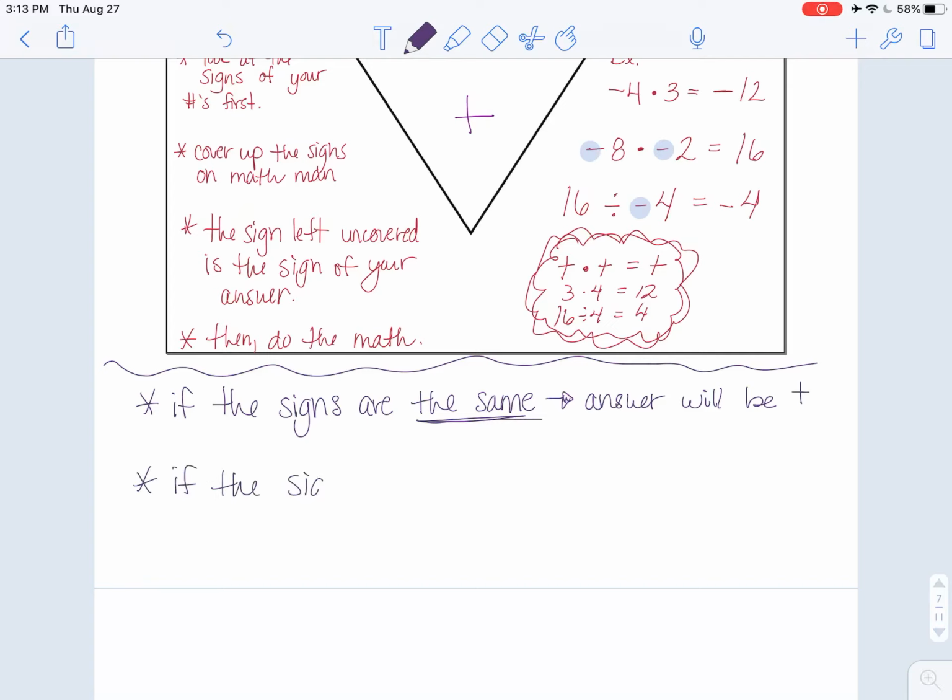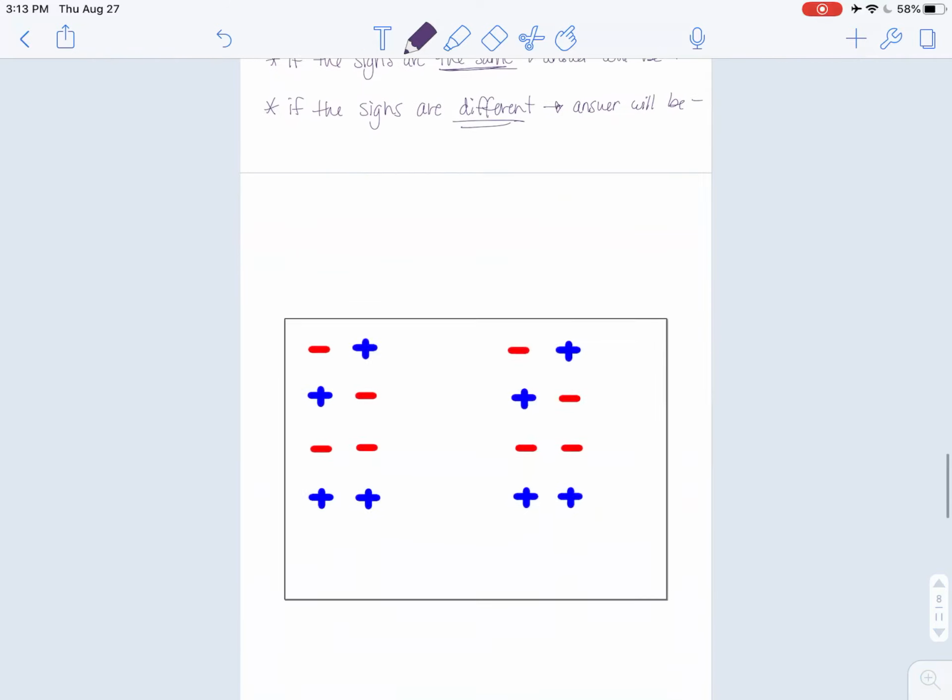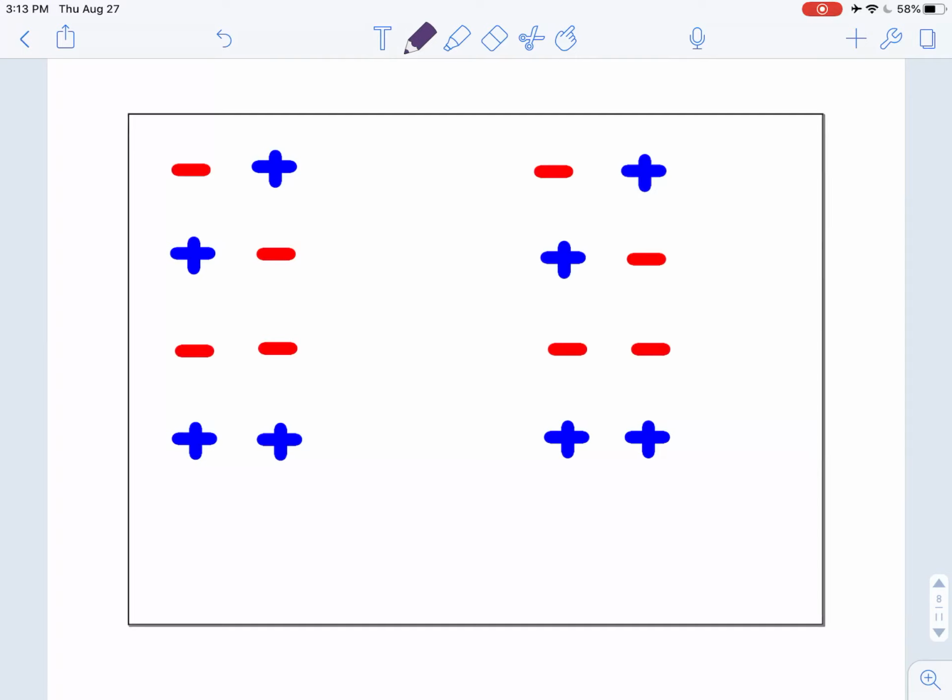If the signs are different, and remember, this is only working with two numbers at a time, your answer will be negative. So that is a positive and a negative. Positive times a negative, negative times a positive, positive divided by a negative, negative divided by a positive. So we can look at that right here, which is just what we had said.